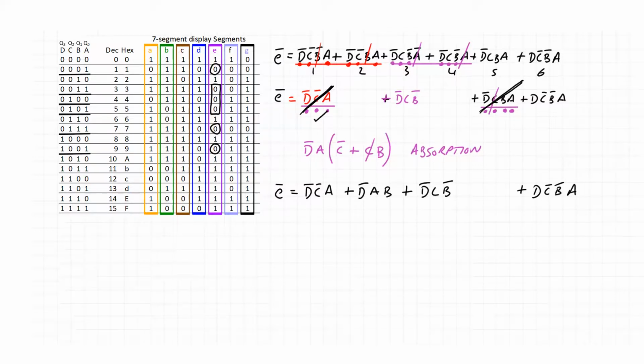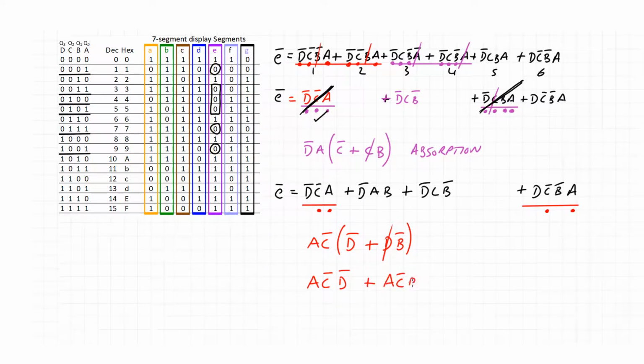There's one more thing we can do. Have a stare at it. Have you spotted it? The first and the last terms have common factors of A and not C, or not CA. So you've got A not C multiplied by not D, or D not B. So that's the absorption law again. Get rid of the complemented term in the ANDed variable. That's A not C not D, or A not C not B.